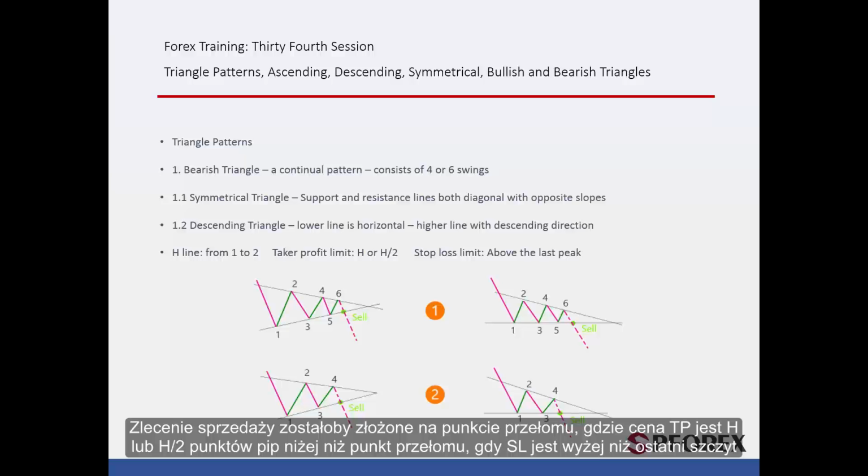A sell order would be placed on a breakout point where TP price is H or H2 pips lower than the breakout point, while SL is higher than the last peak.